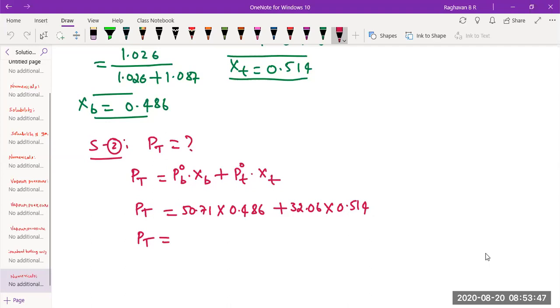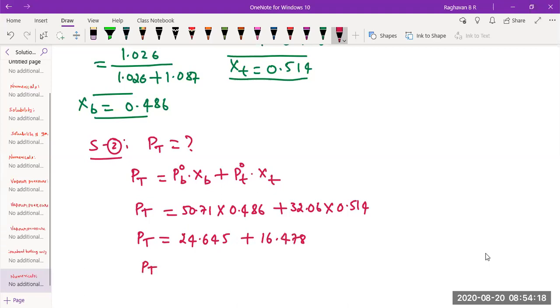What is 50.71 into 0.486? Because that is required later in the third step. 24.64. Next, 32.06 into 0.514, what is this? 16.478.